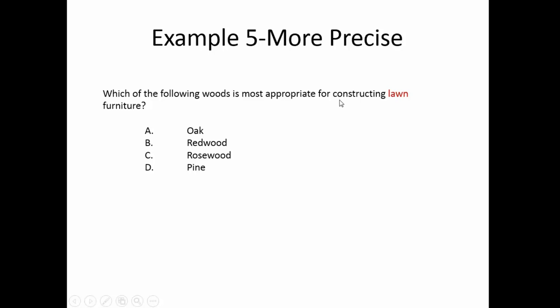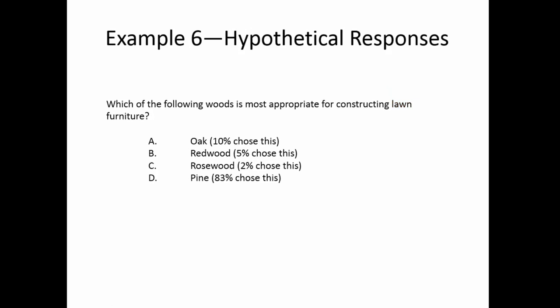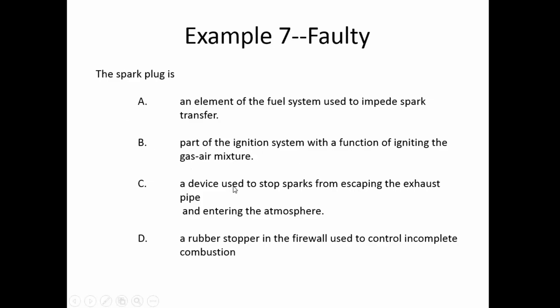So if you do say which is the best for lawn furniture, then we have an answer that would be appropriate. But then when we analyze it, we might say, well, gosh, the answer is maybe redwood, but why are so many students picking pine? It might be because the school is so cheap, they only use pine, and so the students think everything's made of pine. So why did so many students pick the wrong answer?